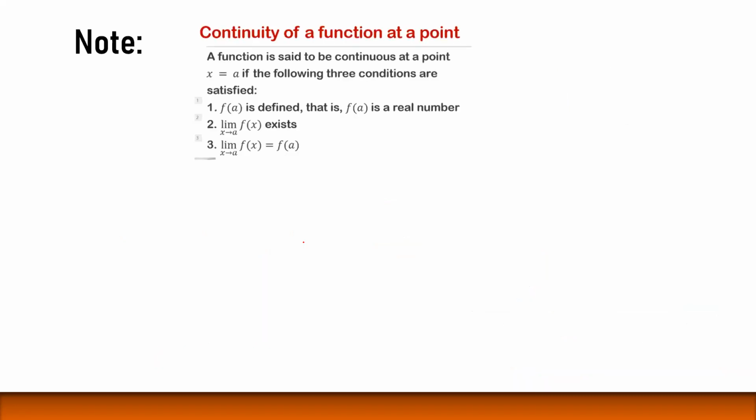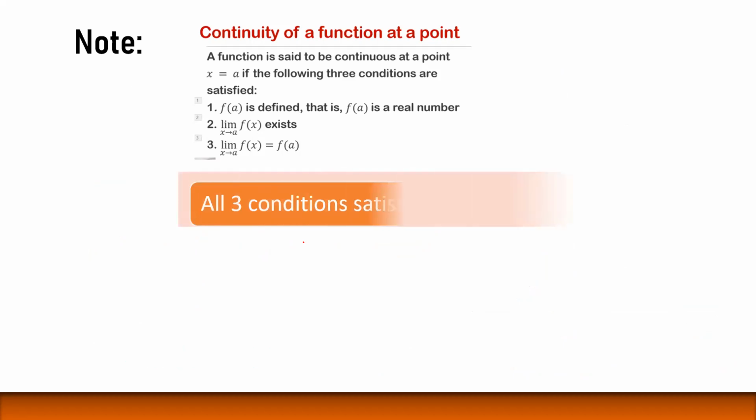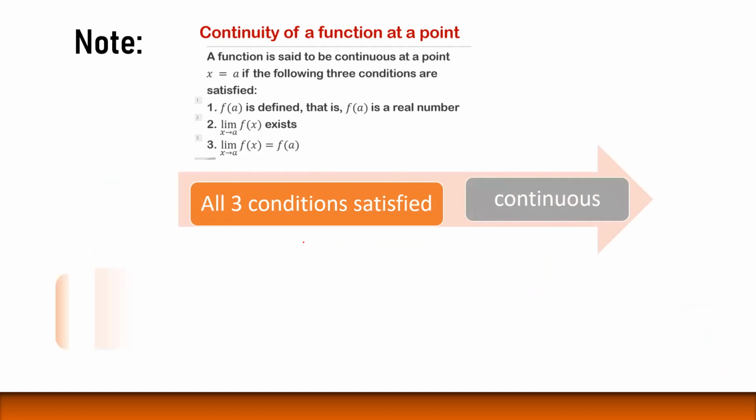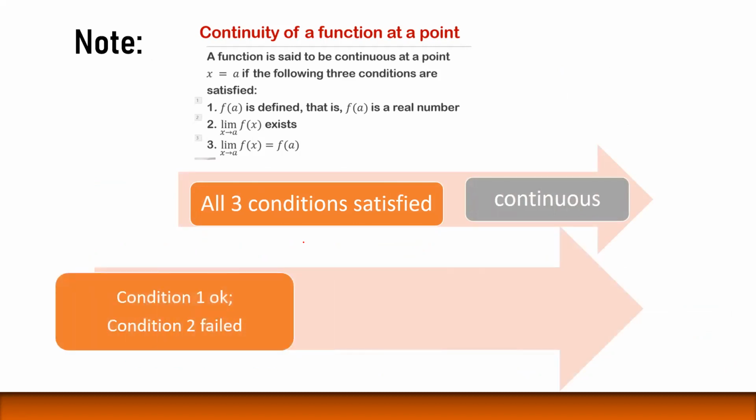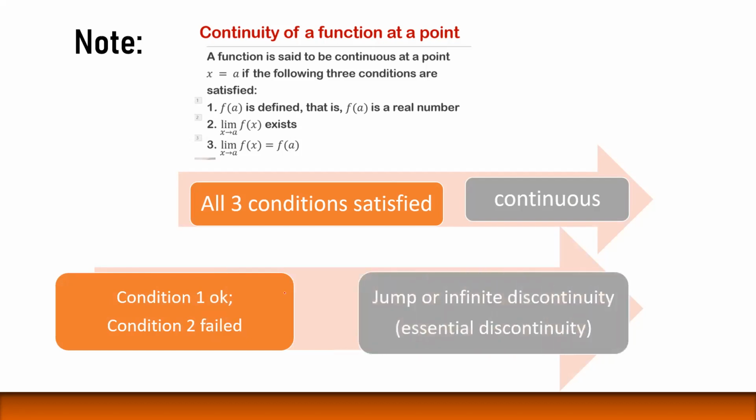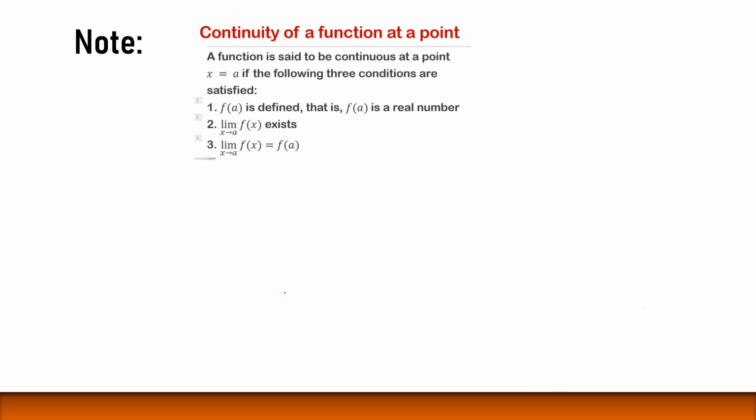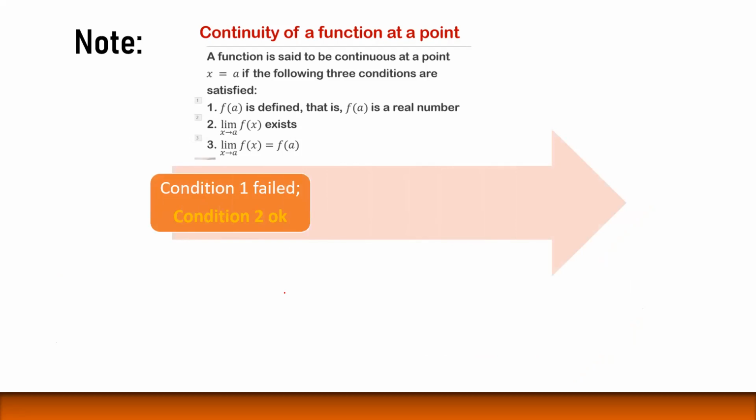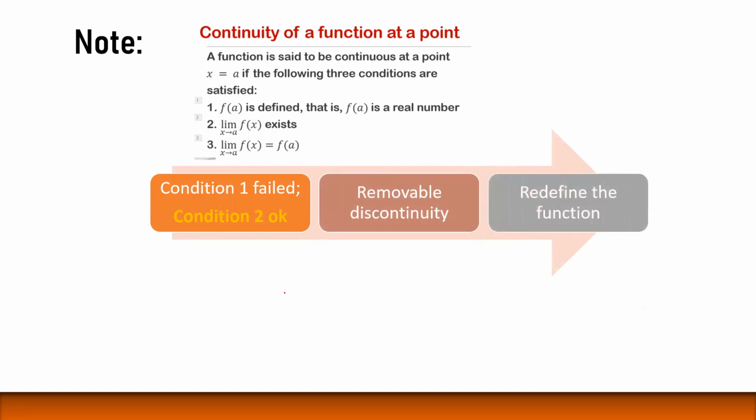Okay, so ito ulit yung ating condition. Kapag all three conditions are satisfied, that means we have a continuous function. Kapag condition 1, satisfied, condition 2, nag-fail, ibig sabihin meron tayong jump or infinite discontinuity, either of the two. No? So, in those cases, pareho tayong merong essential discontinuity or irremovable discontinuity. Okay? Pero kapag yung condition 1, hindi niya na-satisfy, condition 2, okay siya, ibig sabihin, meron tayong removable discontinuity and we have to redefine our function.